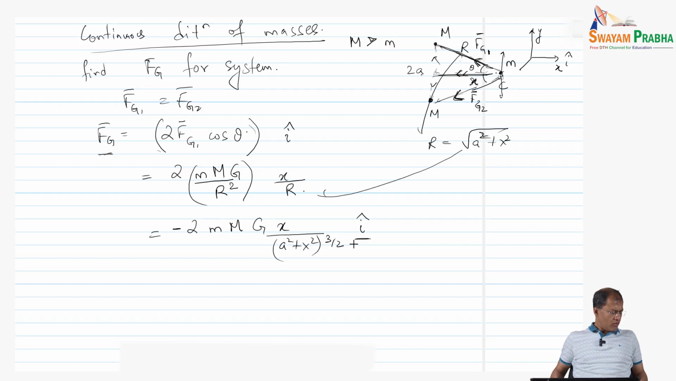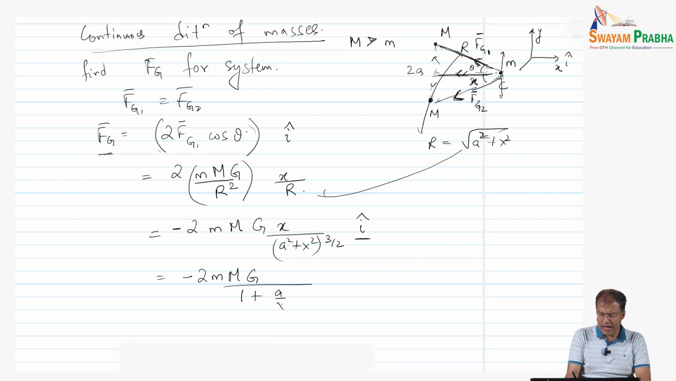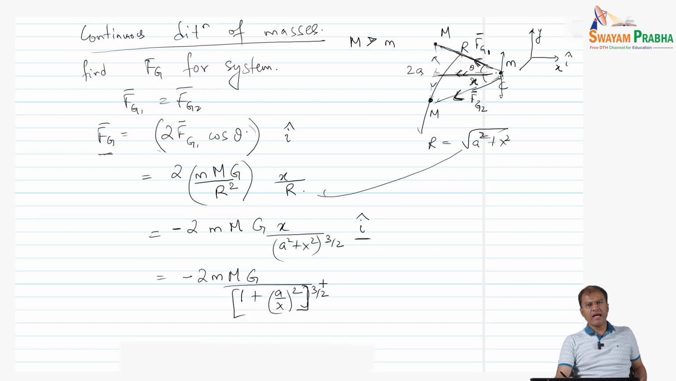Okay, so then what do we have? I just want to show you one more thing. Notice what happens. Let me rewrite this expression as follows. So this is 2m capital M g by 1 over 1 plus a by x square to the power 3 by 2, right?